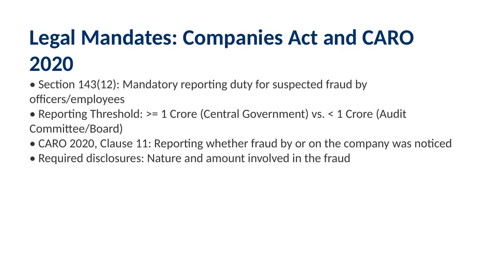Next, you must link this to the legal requirements under the Companies Act. According to Section 143, subsection 12, if Mr. Neon believes a fraud is being committed by officers or employees, he has a mandatory reporting duty. If the fraud amount is 1 crore rupees or more, he must report it to the central government. If it is less than 1 crore, he reports it to the audit committee or the board.